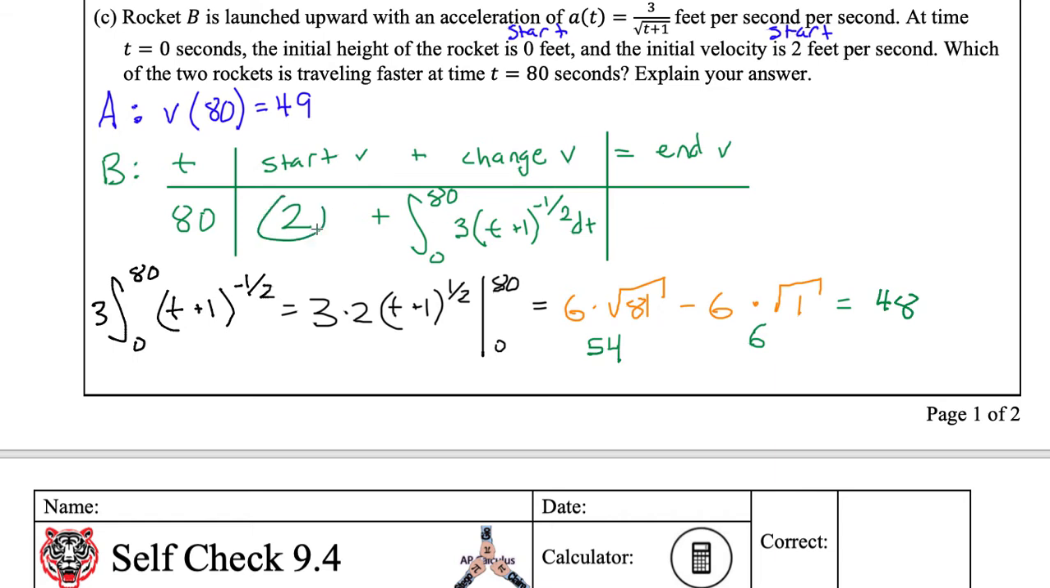But we forgot to add the 2, which means the answer is 50, which is actually bigger than 49. They left it right on the edge there, so if you forgot the start condition, you would get the wrong answer. Very interesting. Probably makes it easier to grade too.